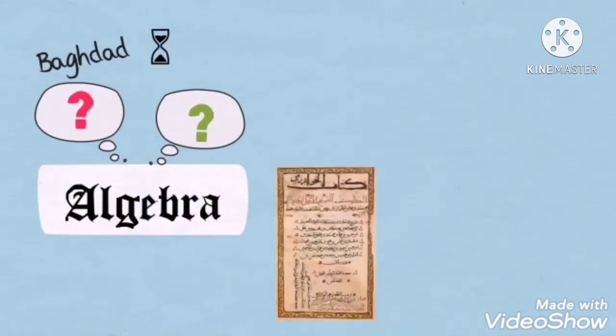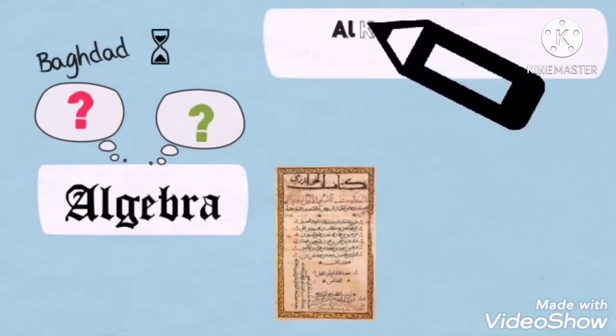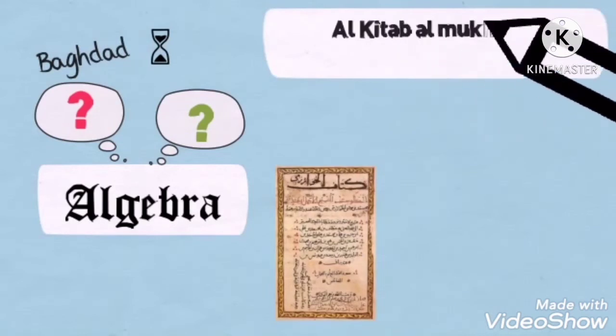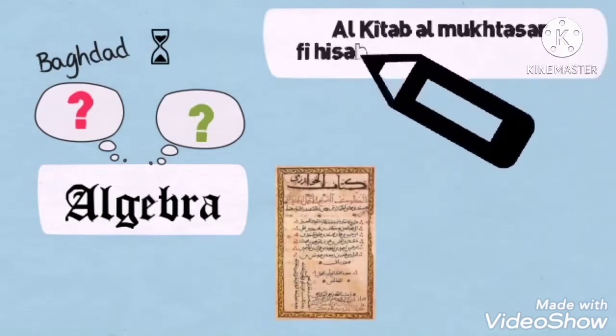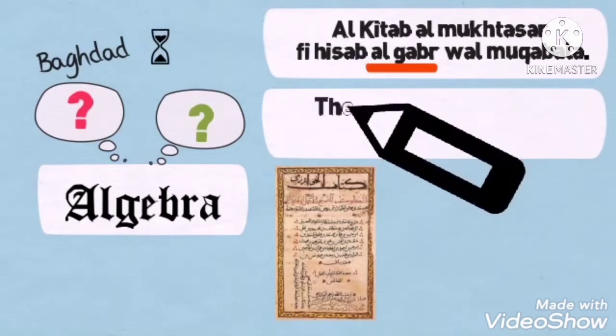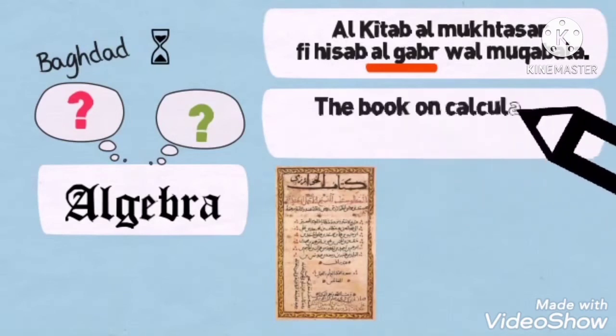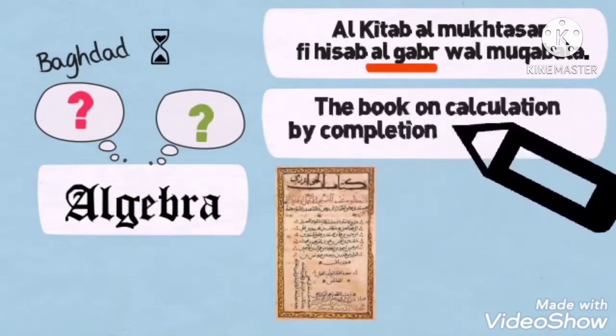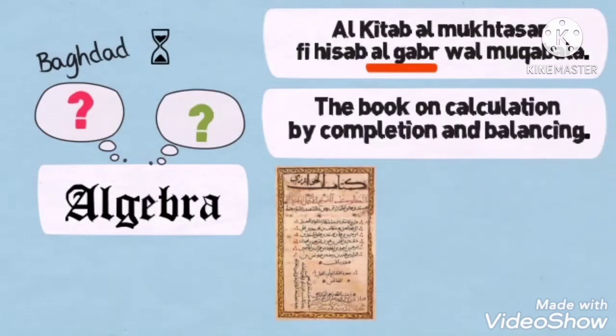The word algebra comes from an Arabic book whose title is Al-Kitab Al-Muqtasir Fi Hisab Al-Jabr wa Al-Muqabla. This title is the source of the word algebra. So what does this title mean? The English translation of the title is The Book on Calculation by Completion and Balancing.